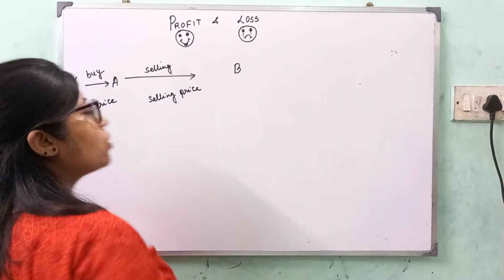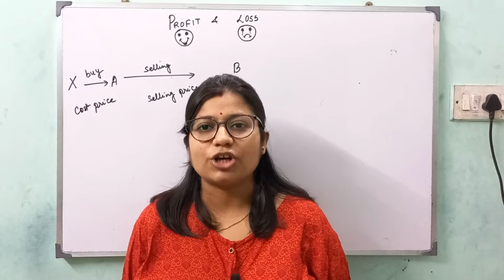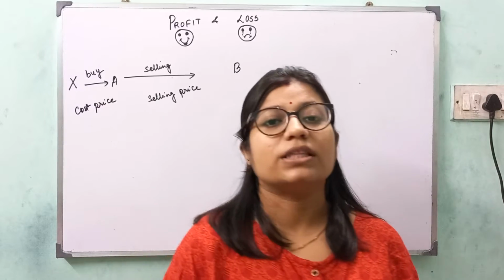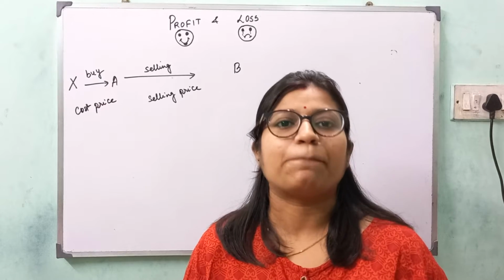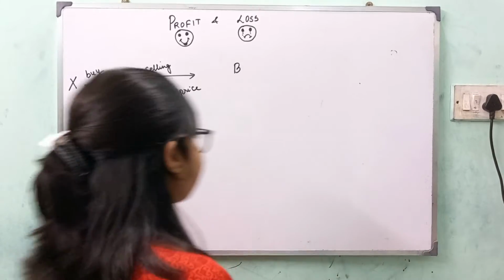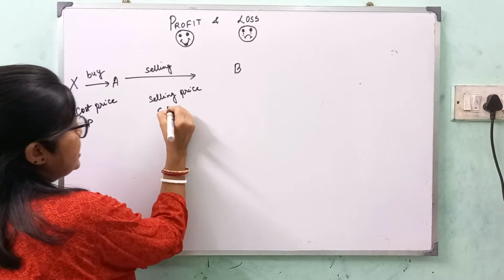So what is cost price and selling price in general? The price at which a particular article or an object is bought is called the cost price or the purchase price. And what is selling price? The price at which an article is sold. Okay. So in short, we can write as CP and SP.